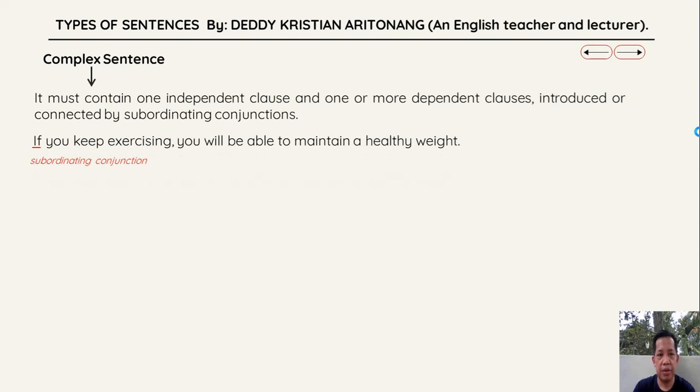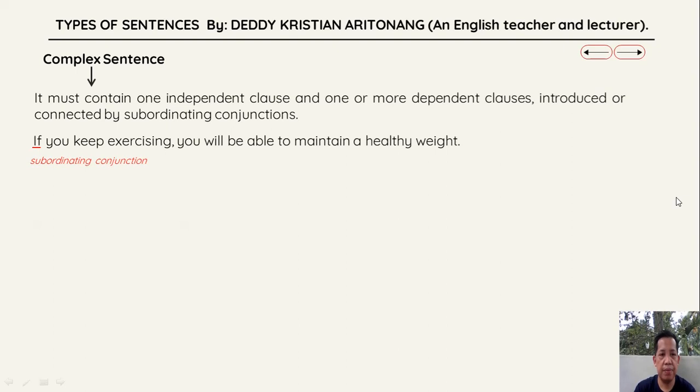If you keep exercising, you will be able to maintain a healthy weight. Okay, one complex sentence consisting of one independent clause, you will be able to maintain a healthy weight. This is one independent clause. And at least one dependent clause, if you keep exercising, that's the dependent clause. Meanwhile, the word if is an example of subordinating conjunctions.